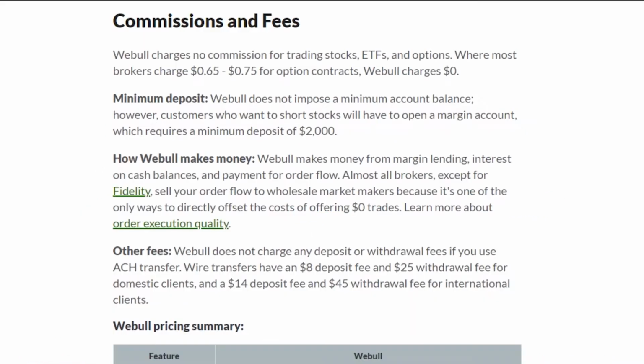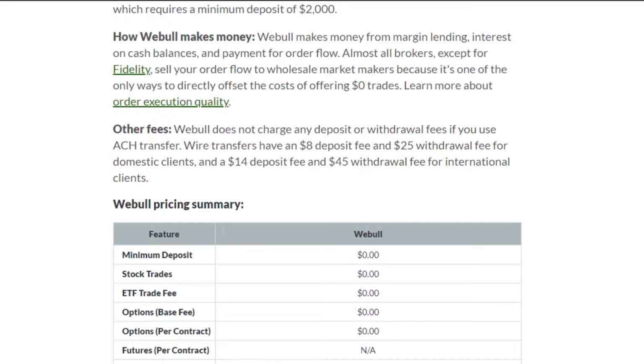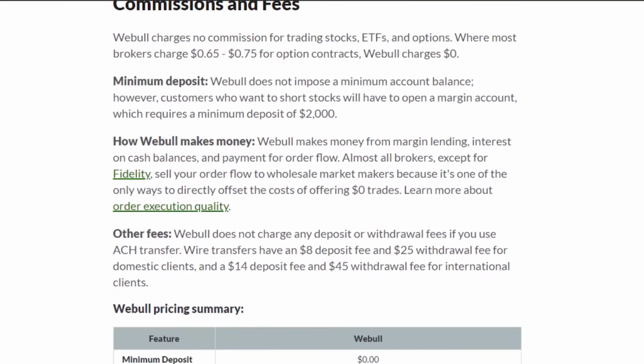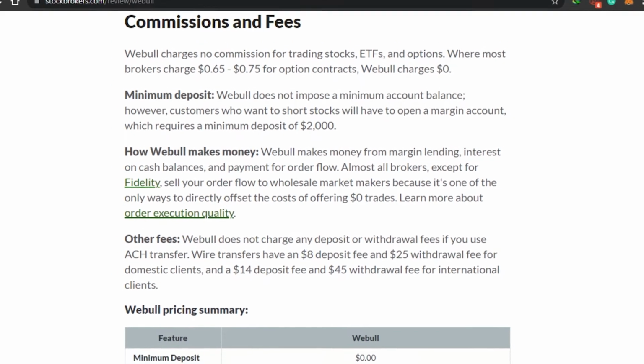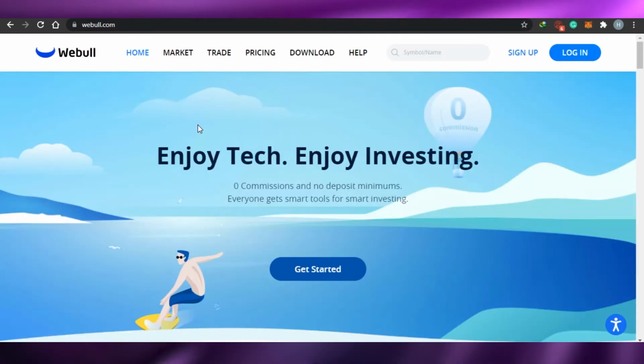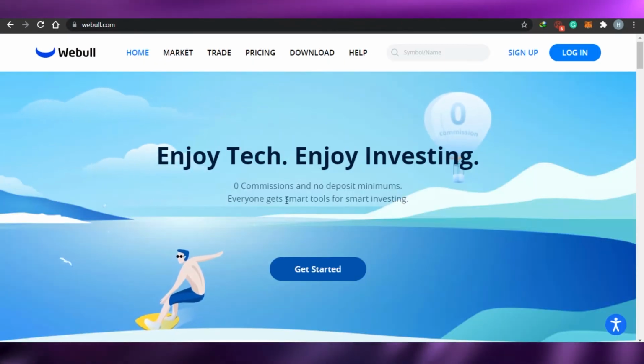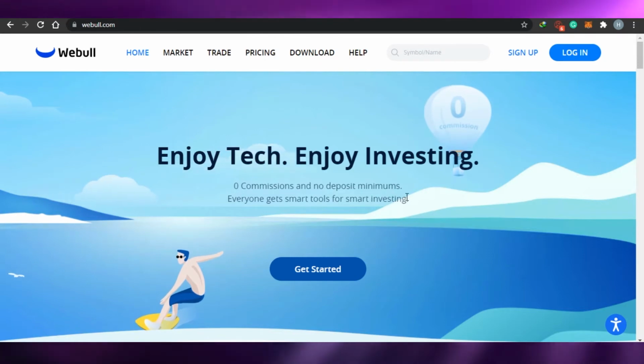So let's go to their commission fees and check out their different fees. Right now I am checking out WEBULL. You can see right here the commission and fee. WEBULL charges no commission for trading stocks, ETFs and options, where most brokers charge 0.65. That's true. So what happens on WEBULL is that there is no commission fee. You can see it right here, zero commission and no deposit.